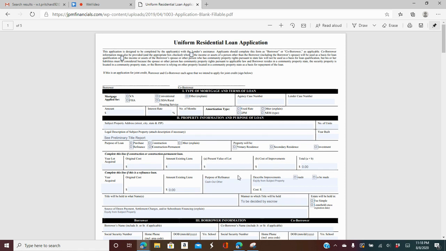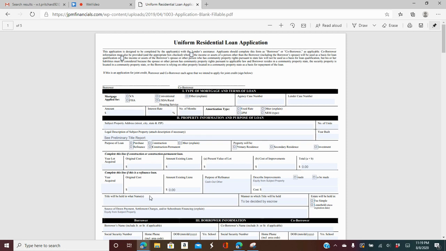The other purpose of a refi I've seen is like someone will say, oh, it's home improvement. And that's what this box is here for. It says describe improvements made or to be made. If it's already made and you just want to get that money back, you would check made the improvements and put the cost of the improvements. If you're preparing to do it, you would do to be made, and you would try to estimate how much that is.